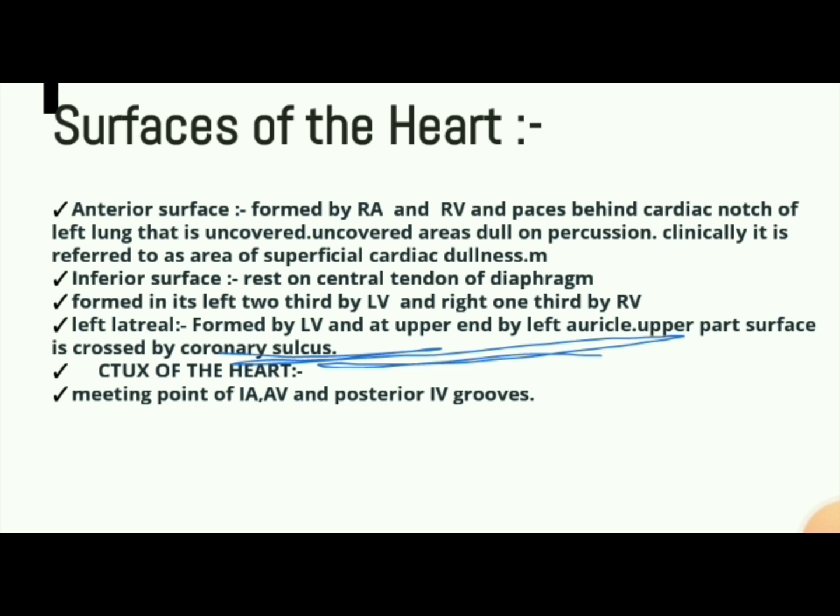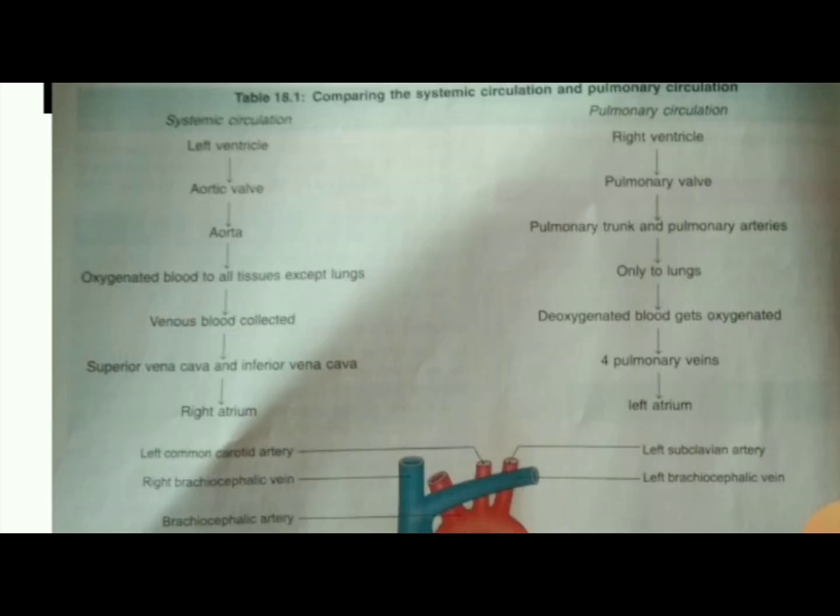Now we are going to see about the crux of the heart. So what is the crux of the heart? It is the meeting point of the atrioventricular and posterior interventricular grooves. Where these three grooves meet at that meeting point is called the crux of the heart.